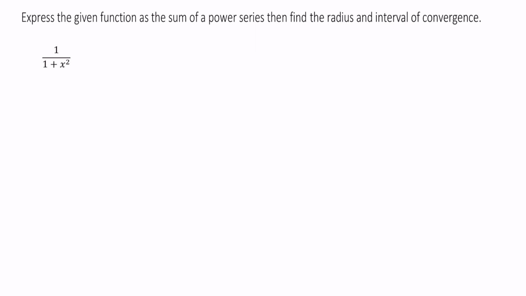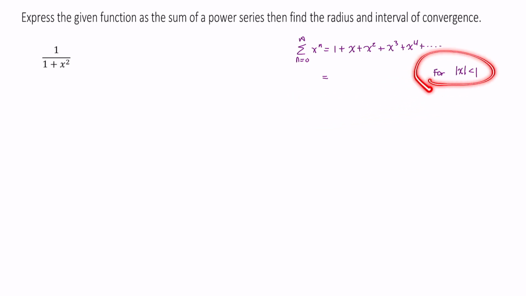So before we begin with anything, let's recall a key power series. The sum from n equals 0 to infinity of x to the n is just equal to 1 plus x plus x squared, and so on, so long as the absolute value of x is less than 1. So long as this condition holds, this infinite series equals 1 over 1 minus x.